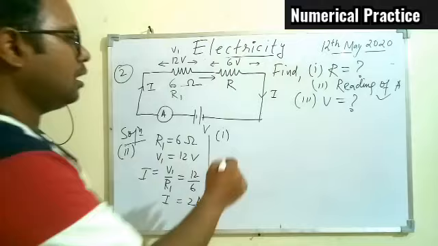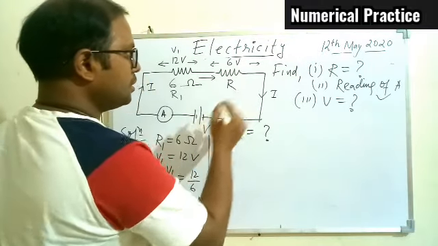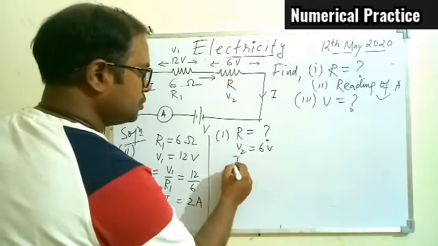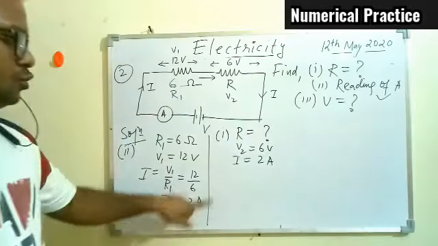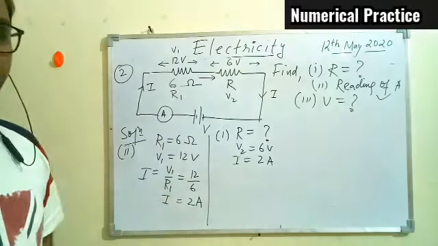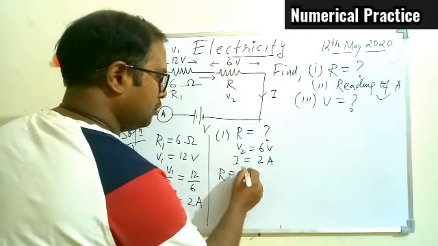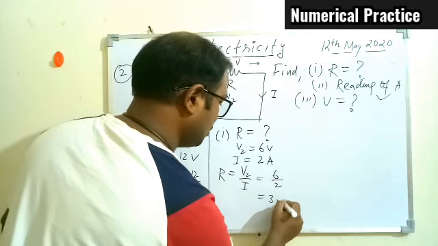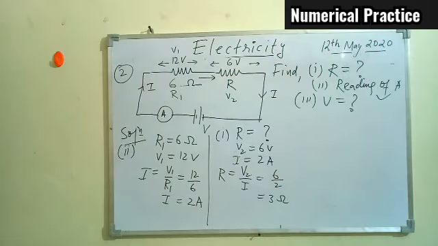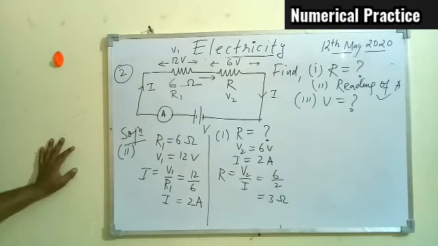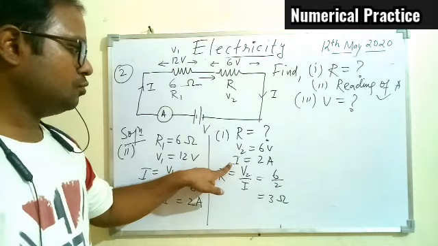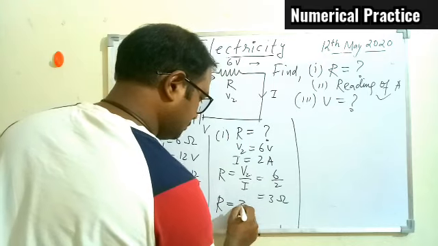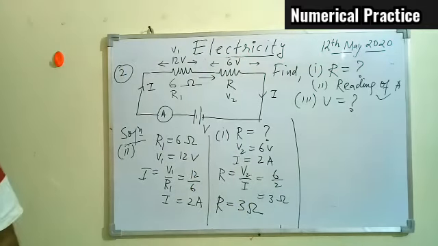Now for this R we don't know, but let the potential drop be V2, that is 6 volt, and we also understood I is 2 ampere. So we know the voltage drop, so resistance we can calculate: R is equal to V2 upon I, that is 6 upon 2, 3 ohm. I hope you understood. If the voltage drop is 6 volt and current is 2, then 6 by 2 is 3 ohm. So we got the value of R also. I hope it is clear.